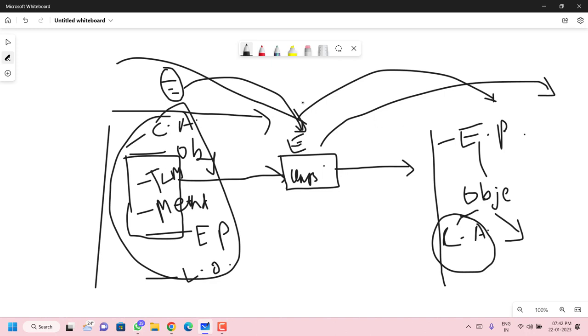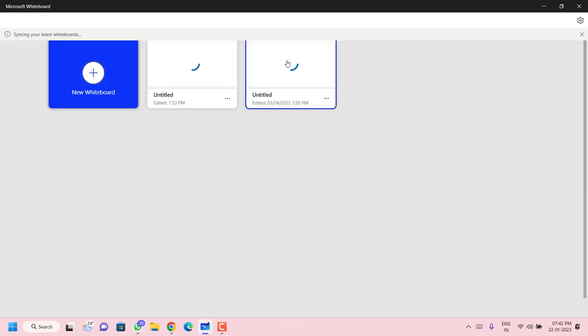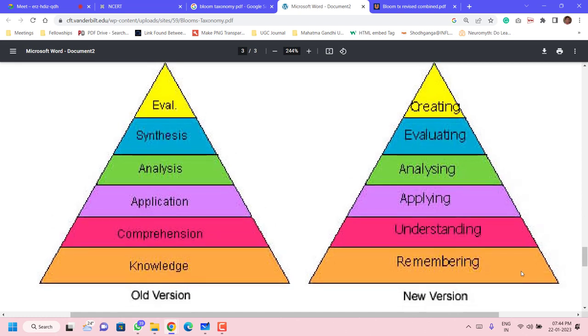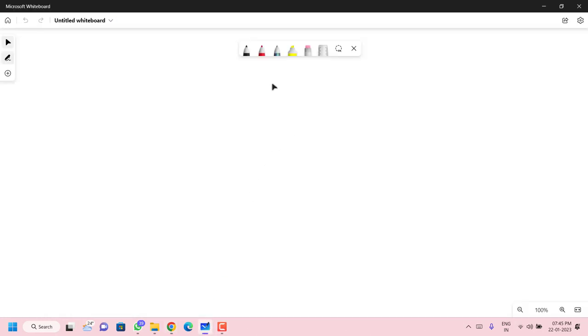Now, in the planning, one more thing we will see, that is how to write the objective. We have just now discussed that we have to write the objectives of teaching, isn't it? For writing the objectives, various taxonomies of learning are available.